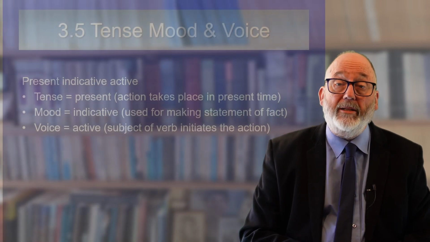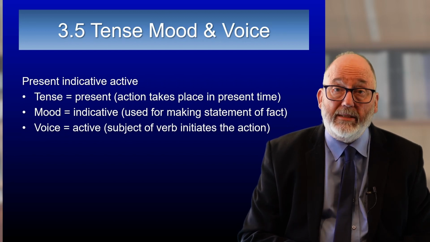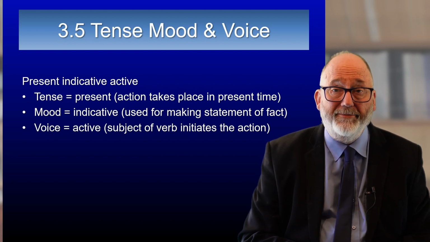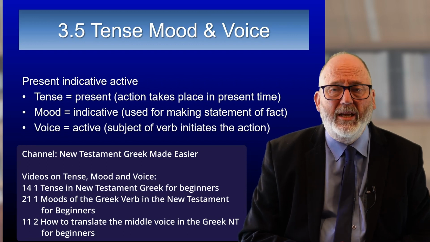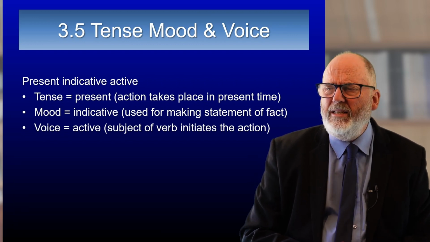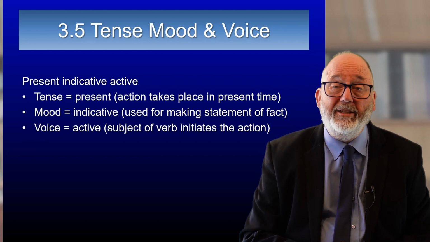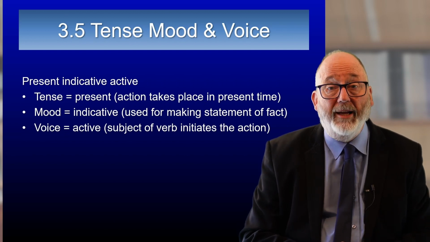All verbs have a tense, a mood, and a voice. We're going to be looking at the present indicative active of luo, which means we'll be looking at the forms of its present tense, indicative mood, and active voice. I have later videos on tense, mood, and voice, but for the moment, all we need to know is the present tense means the action takes place at the present time. That's a bit of a simplification, but it will do for now.